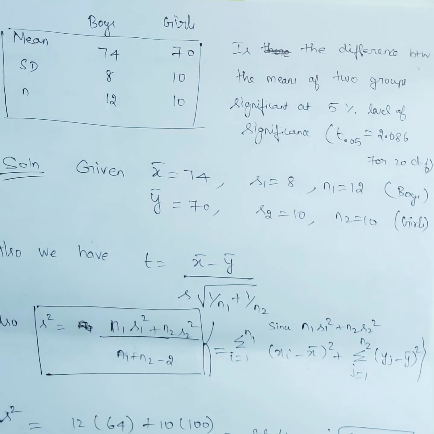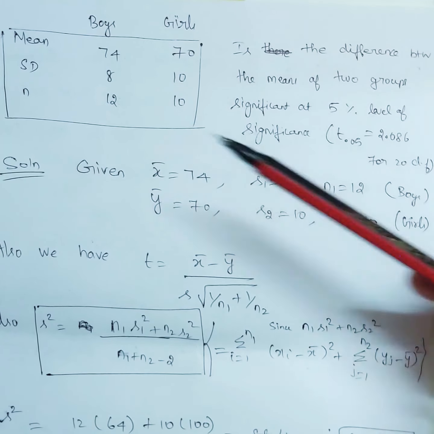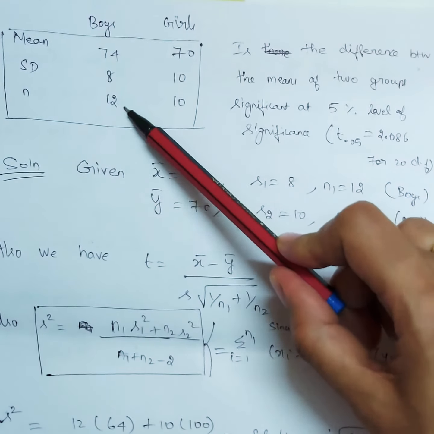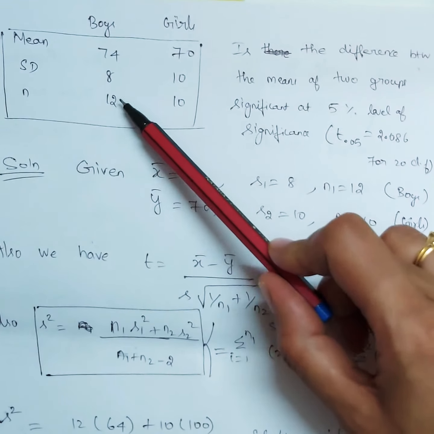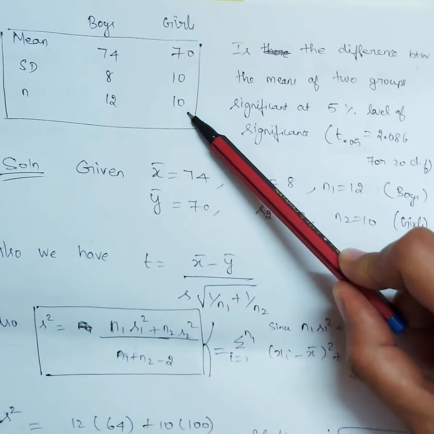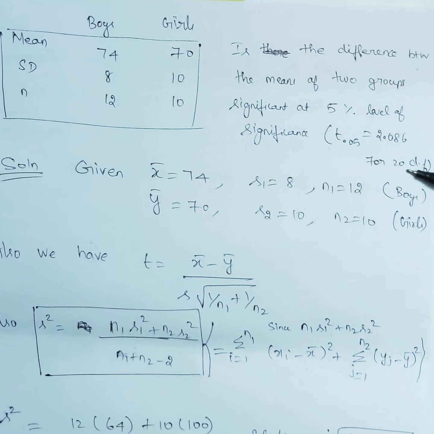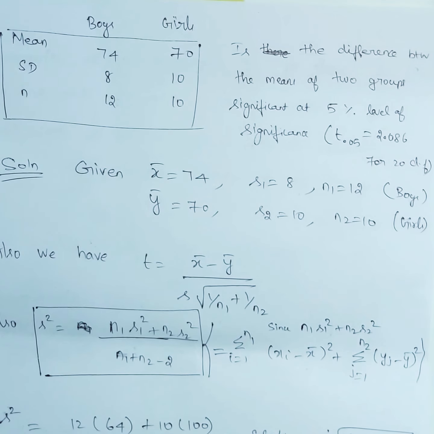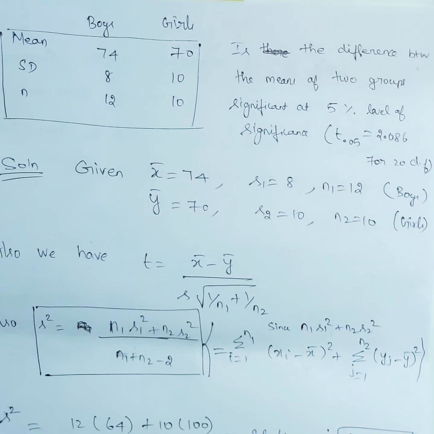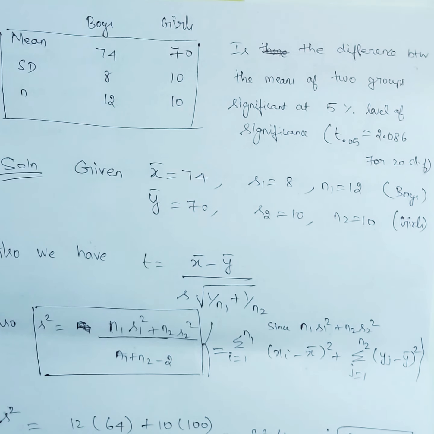I told you, right, degrees of freedom. So, for boys minus 1 plus girls minus 1. 12 minus 1 plus 10 minus 1. So, degrees of freedom is 20. If they have given only one n, what will we do? N minus 1, same way. N minus 1 here, n minus 1 here. Add, that is the total degrees of freedom.